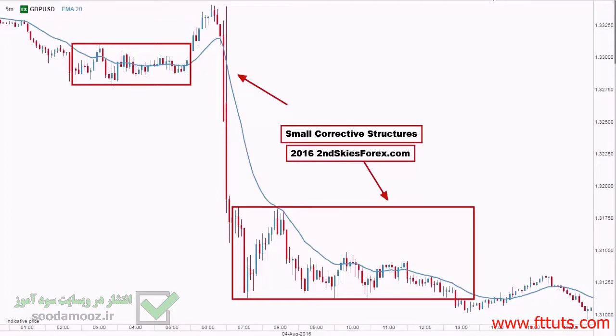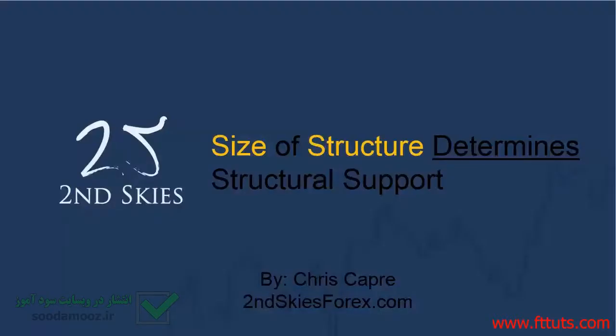Okay, moving forward towards the end of part one. So size of the structure determines structural support. This is what we talked about in terms of the level of order flow that's going to defend that structure and the boundaries of that structure. So I think I've covered this already. I kind of jumped ahead, but I did cover this. So just kind of think of it that way.